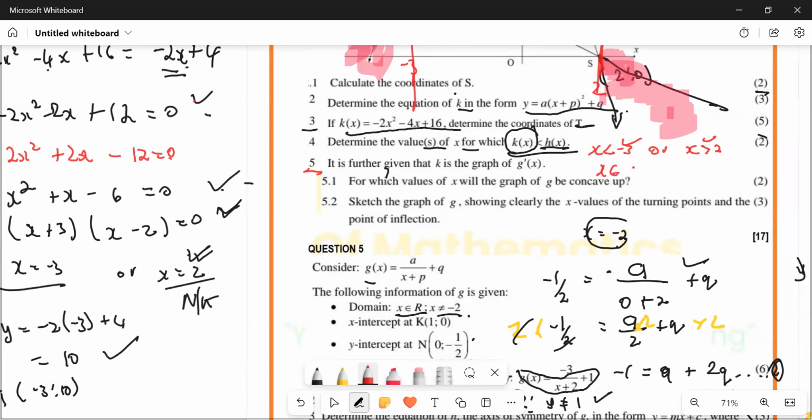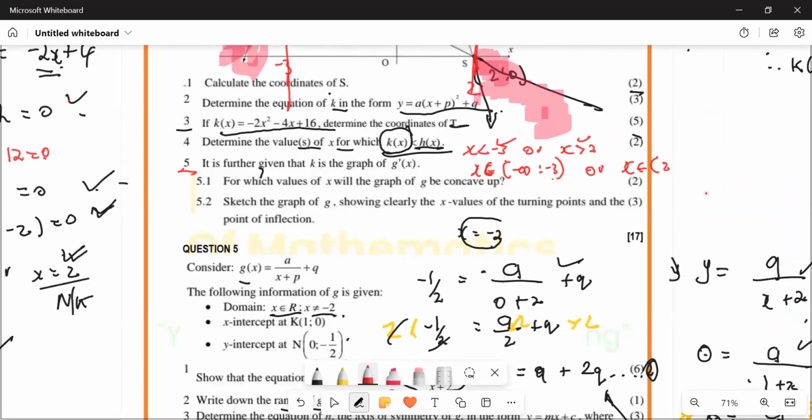X is an element from -infinity up until you get to -3, not included. Or x is an element from 2 not included up until you get to +infinity, like this. And then it's 1 mark, 1 mark.